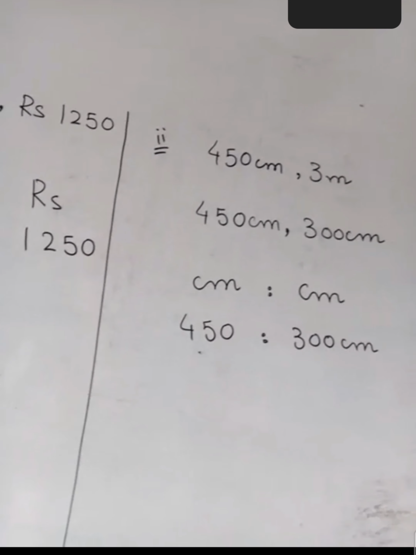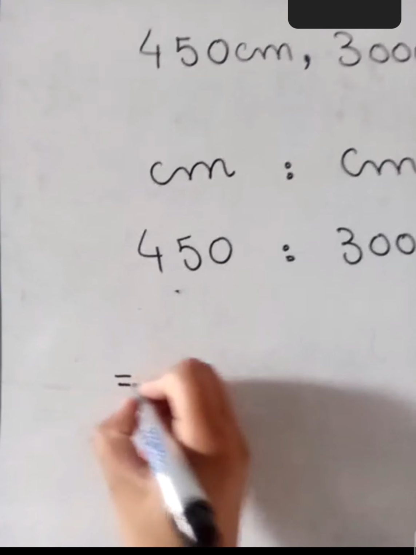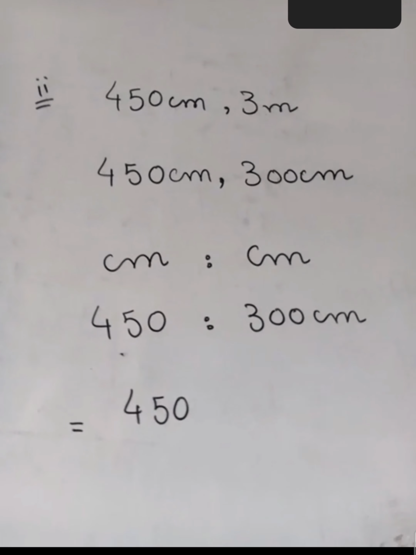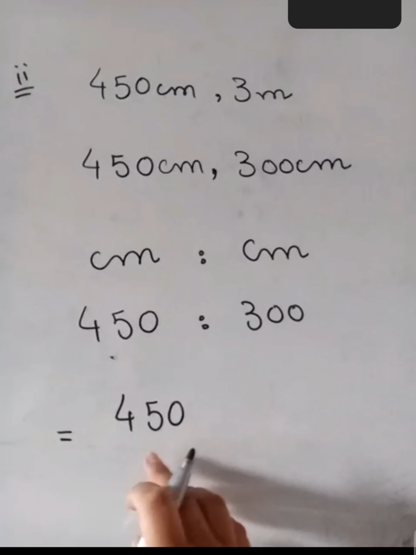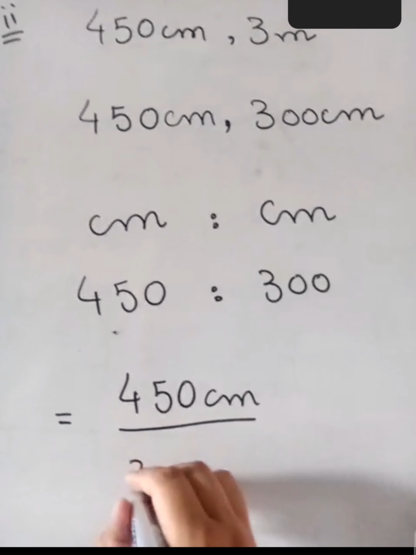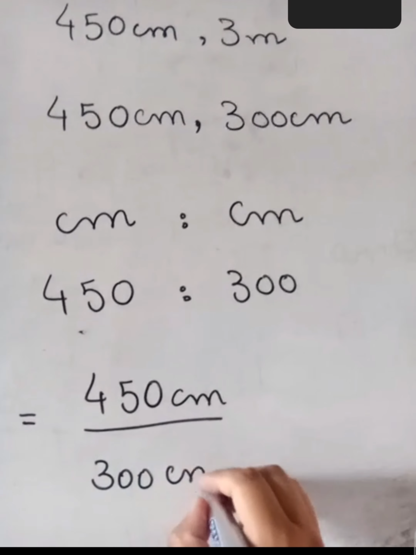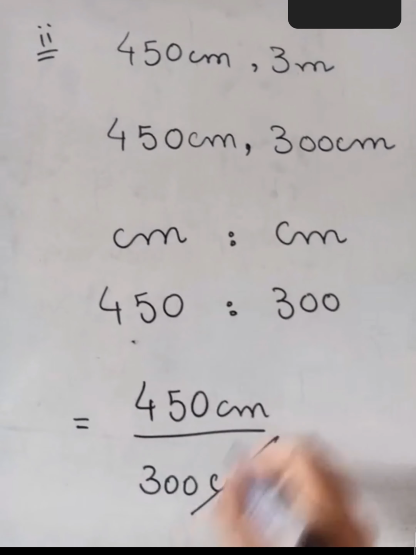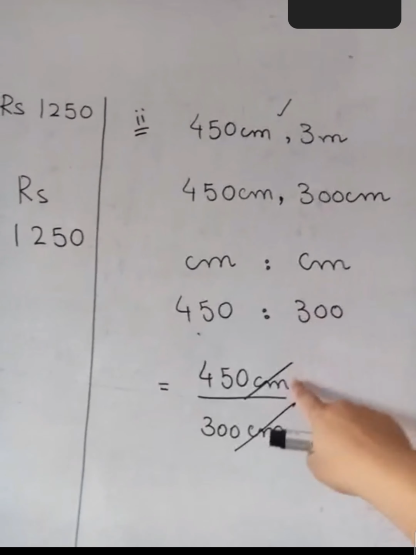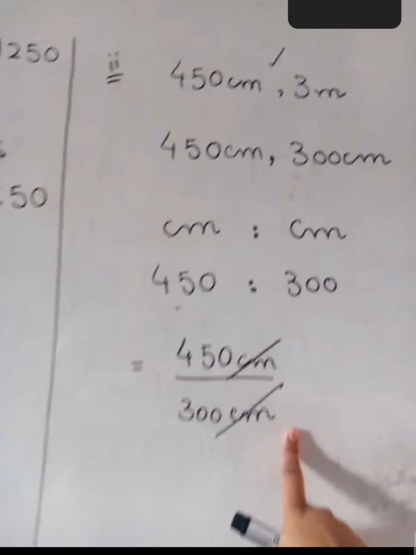Okay, done. Now they were saying write them in the fraction form. Writing in fraction form, you will write ratio in it. Will centimeter come in the ratio? No, it won't come here, sorry. 450 centimeter divided by 300 centimeter. Now check, this centimeter will be cancelled out by this centimeter if we write it in the fraction form.